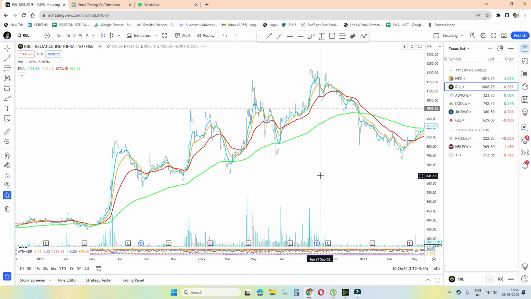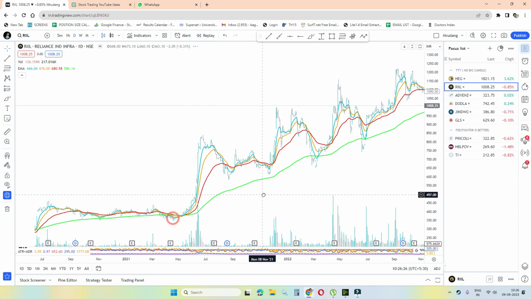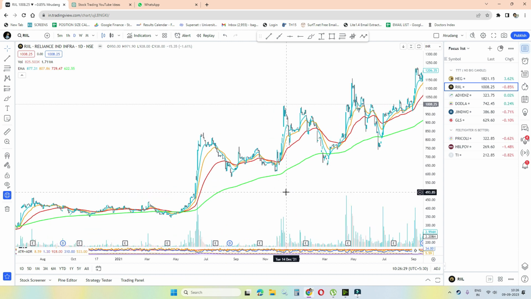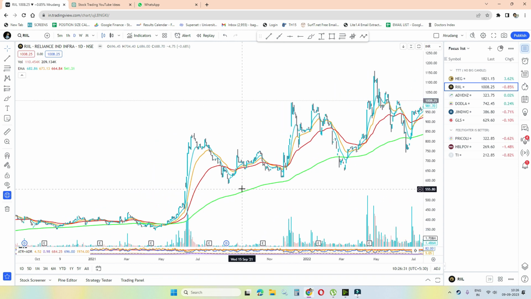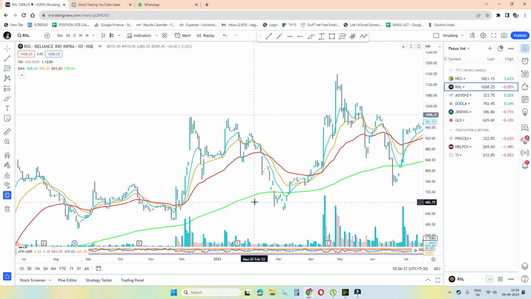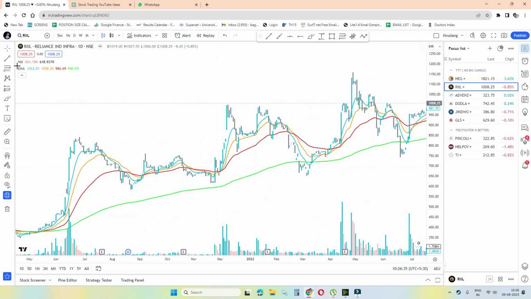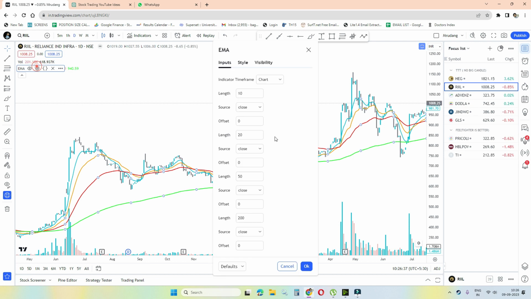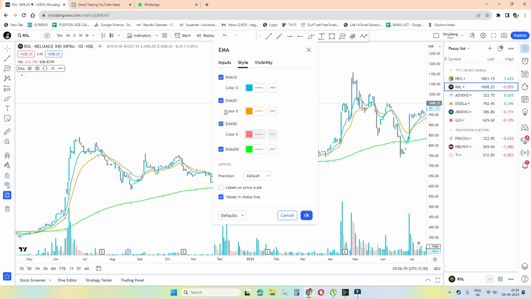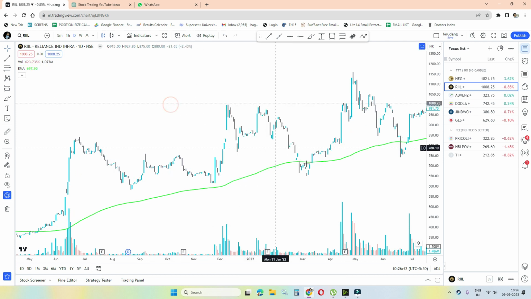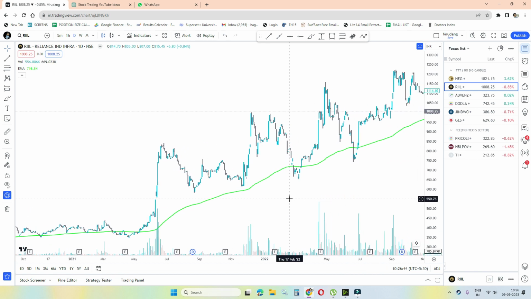Okay, so let's see how to use moving averages. Let's assume this is a chart. I will remove every moving average and go one by one. Okay, 200, 50, 20, and 10. I use only these 4 moving averages.